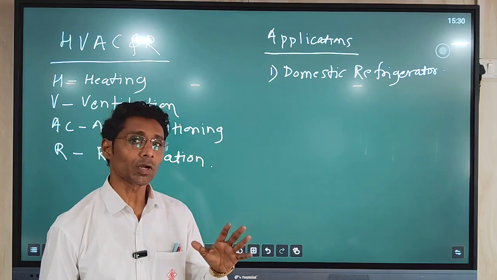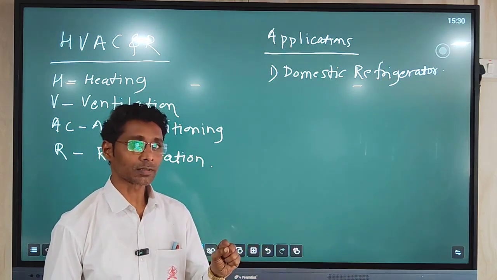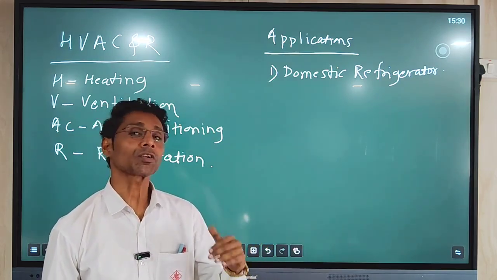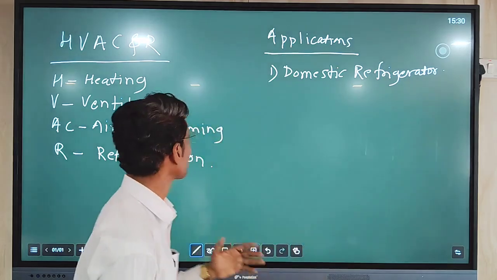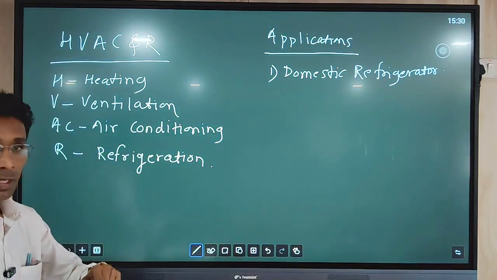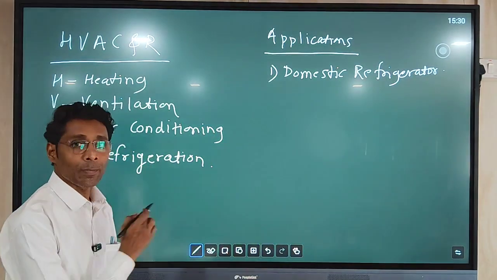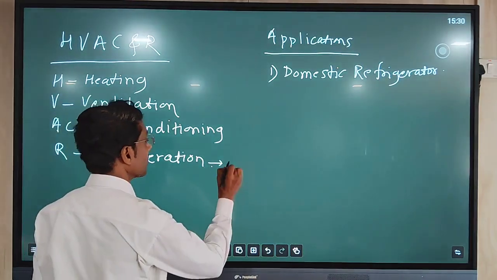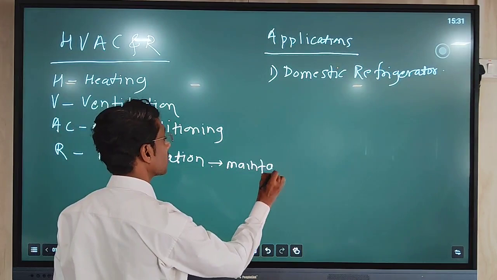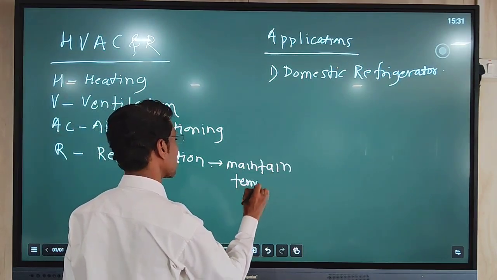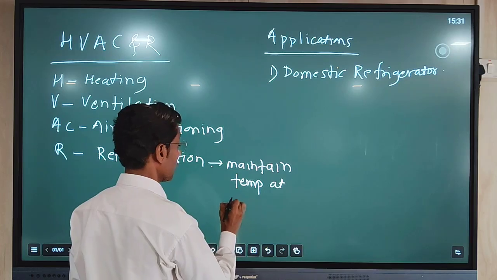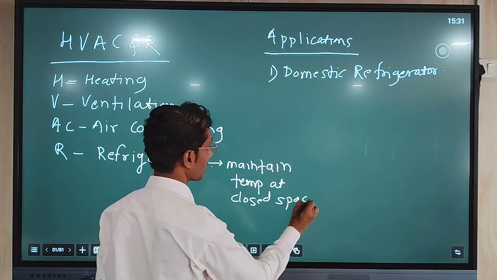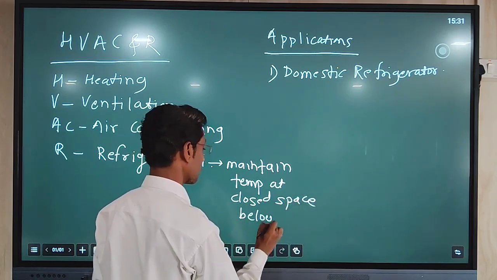To maintain the food quality or nutrition quality of the product, we need low temperature. Such creation of low temperature is possible by the process of refrigeration. So what is the technical definition of refrigeration? Refrigeration is maintaining temperature at a closed space or desired space below surrounding temperature.